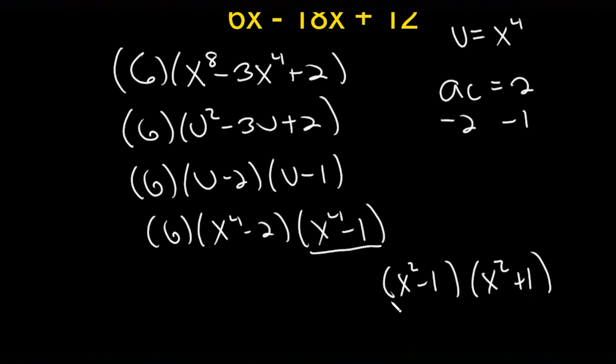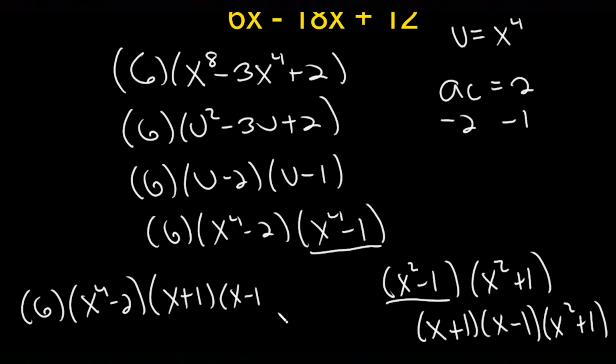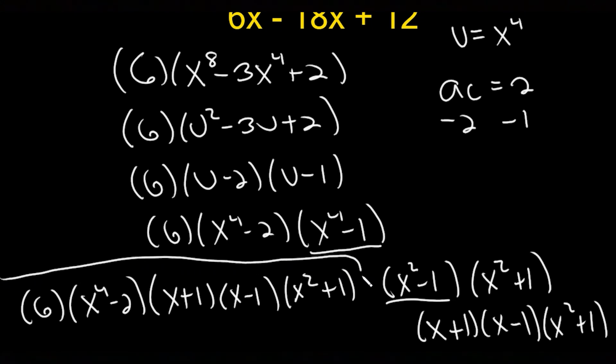And then technically, at this point right here, you have another difference of 2 squares. So you could keep going with the problem. You could say x plus 1 and x minus 1. And then again, this factor would come down, x squared plus 1. And then that would be completely factored. So putting it all together, you'd have the following. You'll have 6, and then you'll have x to the 4th power minus 2. And then we're going to include all these factors here: x plus 1, x minus 1, and then finally x squared plus 1. And there it is. Here's the complete factorization. And we're done.